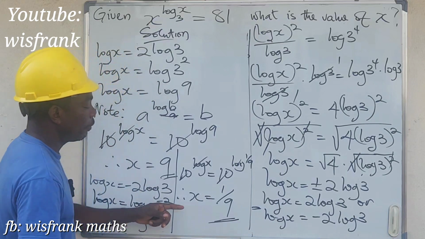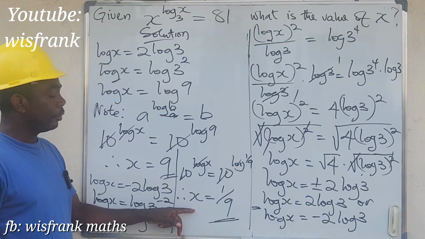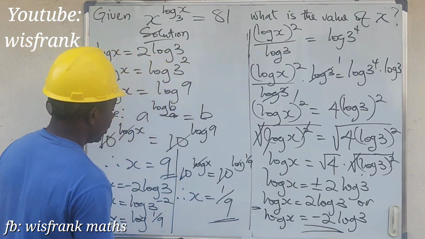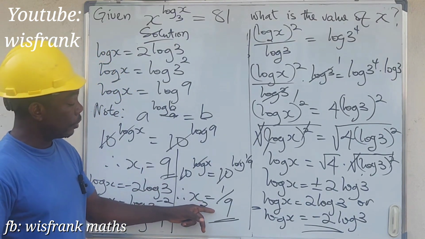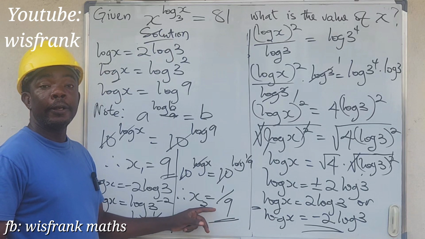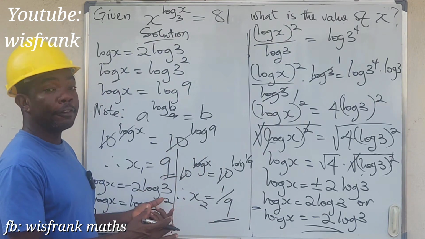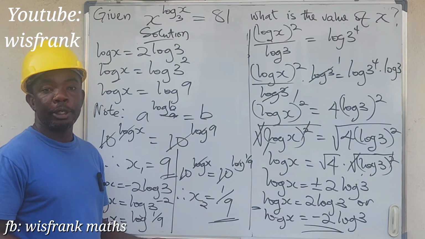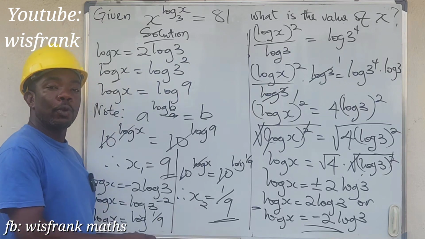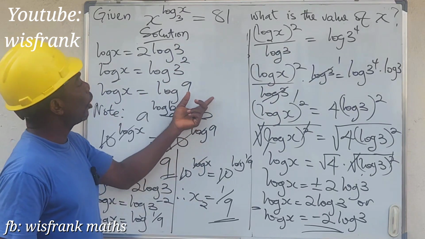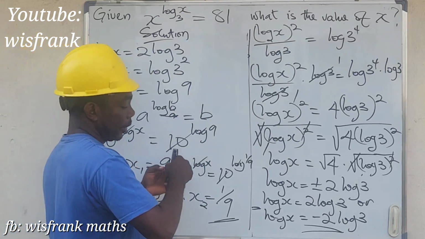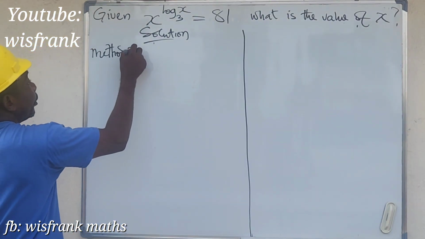So this is the second value of x that we have from this second illustration. This is the x1 and this is the x2. The x1 is 9 and the x2 is 1 all over 9. So from here, this is the first method. We are going to check the second method for us to confirm whether this solution really satisfies this question. So the second method we are going to use is method 2.